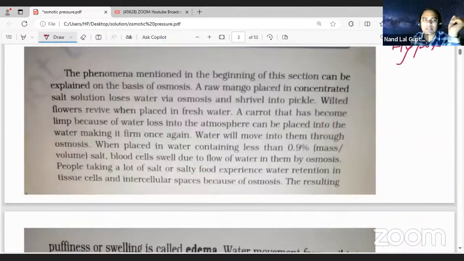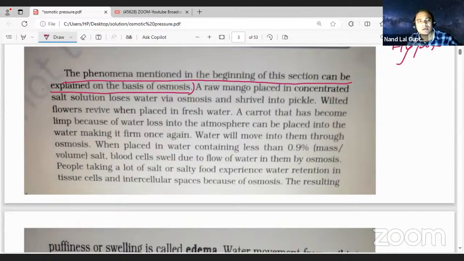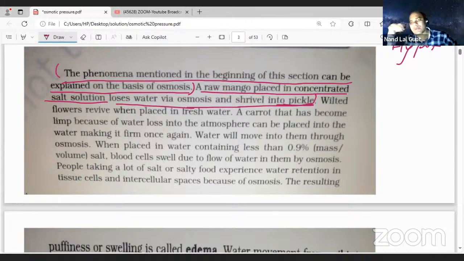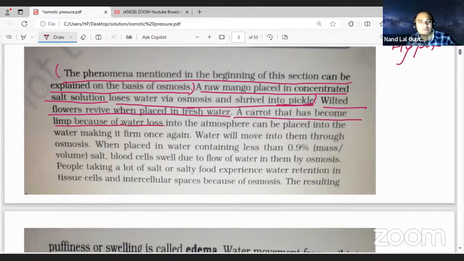Now let us see another one. The phenomena mentioned in the beginning of this section can be explained on the basis of osmosis. A raw mango placed in concentrated salt solution loses water by osmosis and shrivels into pickle. In which solution are you putting the mango for pickle? You are using too much salt, so that is the hypertonic solution. Next one, wilted flower revival. A carrot that has become limp because of water loss, when placed in fresh water, can regain its firmness once again.